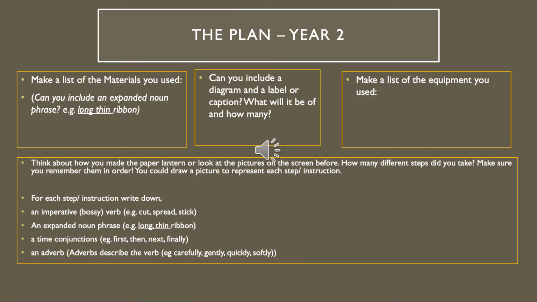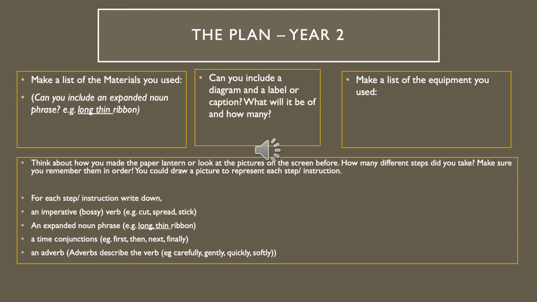The plan year 2. Here are the things that you will need to include in your plan for writing your instructions text. In your plan, you will need to make a list of the materials that you used. I would really like you to challenge yourself and also include expanded noun phrases. So rather than just writing ribbon, write long, thin ribbon. Rather than just writing knife, it might be butter knife.